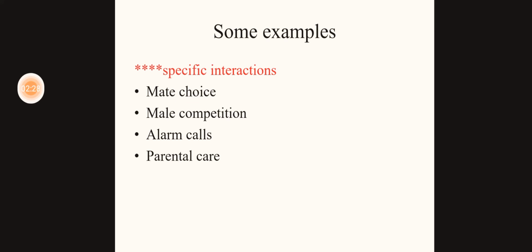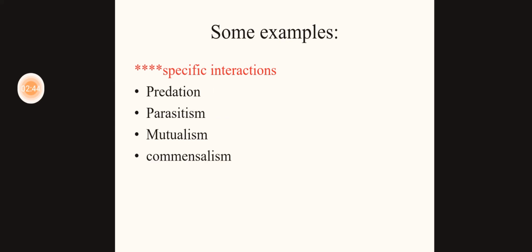Some examples are specific interactions like mate choice, male competition, alarm calls, parental care. These are all specific interactions or behaviors for the sake of survival and interaction with the environment. So these are specific interactions like predation for the capture of prey; parasitism, living on another individual like a parasite, for example a leech sucking blood; mutualism, the association between two organisms in a positive sense, where they are friendly to each other; and commensalism, where one lives on another but doesn't harm the other organism.